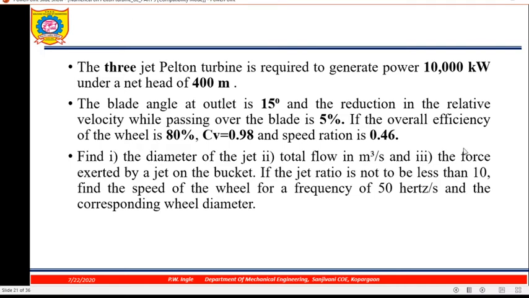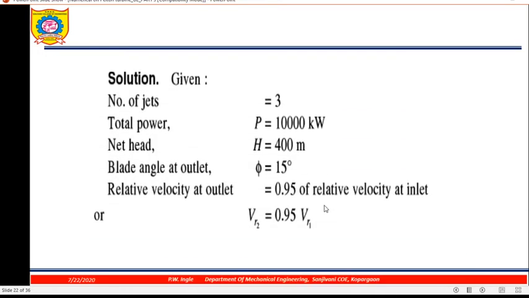If the jet ratio is not to exceed 50, find the speed of wheel for a frequency of 50 Hz and the corresponding wheel diameter. So let's solve step by step.